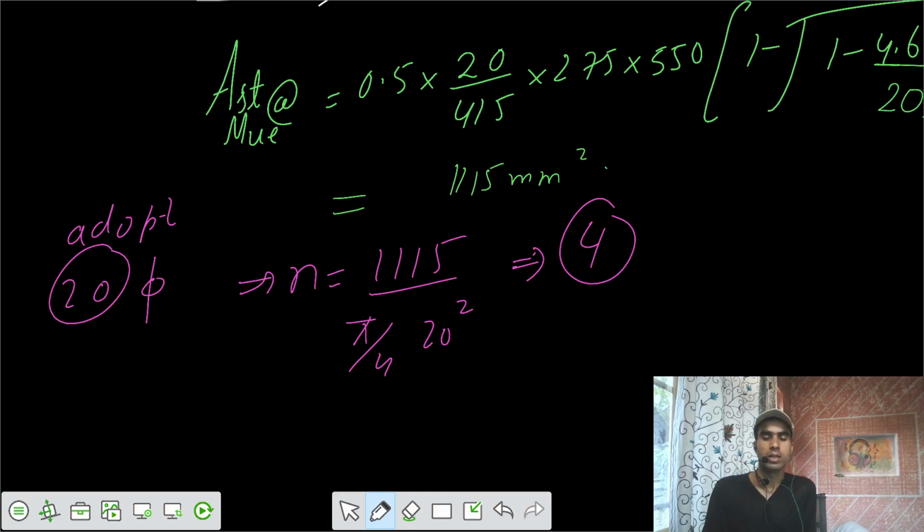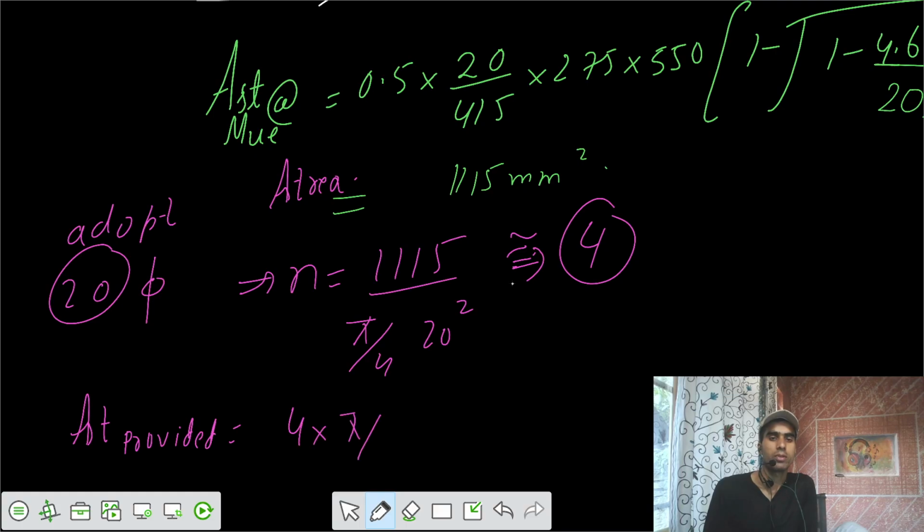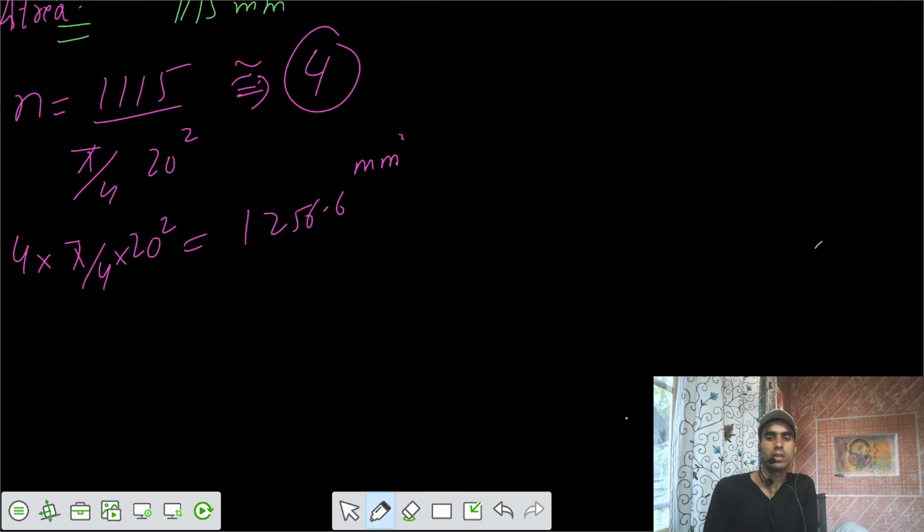So once we got 3.54, that means we are going to take 4 number of bars of diameter 25. Now we need to say how much AST we are providing. This was the AST required. Now we would say what is the AST we have provided. That is equals to 4 bars of diameter 25, and that value is equals to 1256.6 millimeters square. And we have to ensure that this provided value should be less than AST limiting.